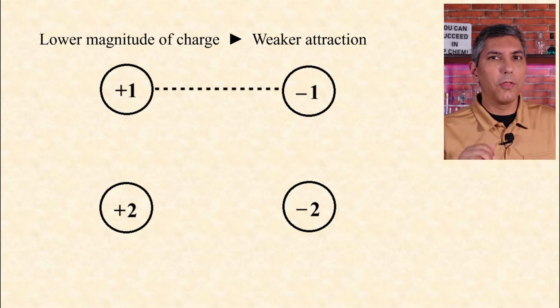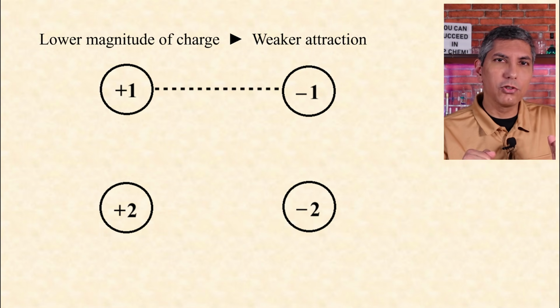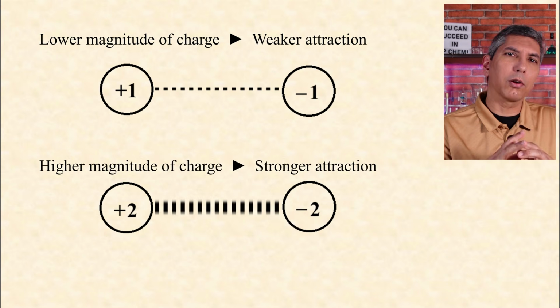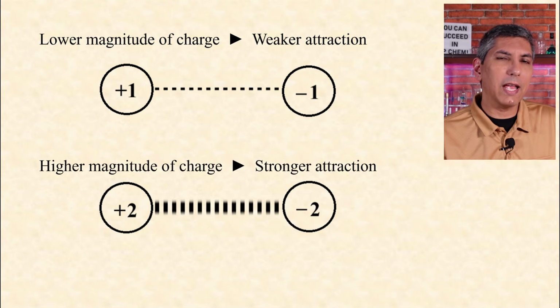On the other hand, the +2 and -2 charged particles will have a stronger attraction for each other because they have a higher magnitude of charge. Likewise, a +3 and -3 pair of charged particles would have even stronger Coulombic attractions than both of these.